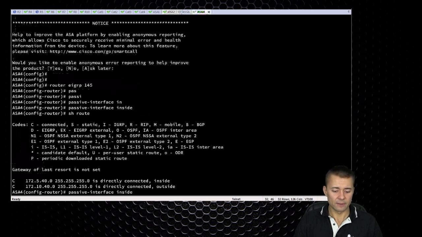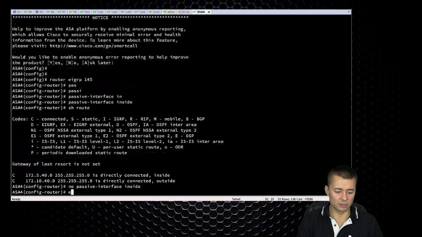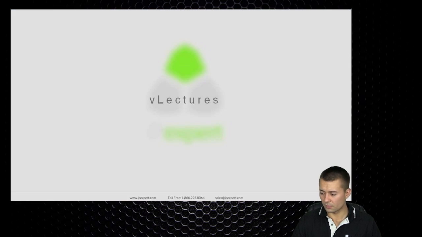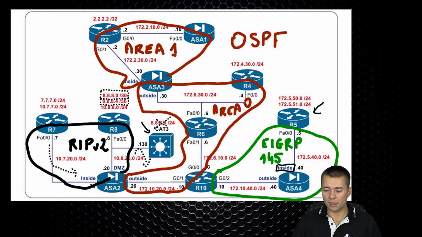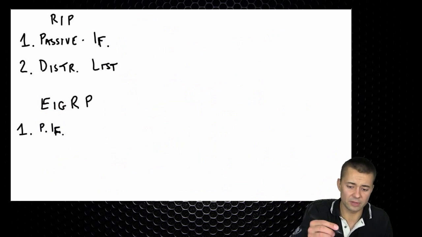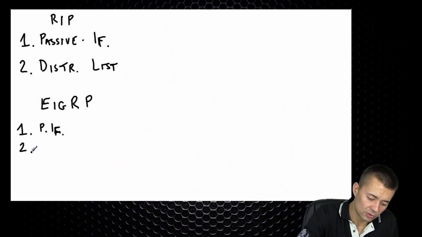So this is the first option. Let's disable it. Okay, the other one is a distribute list. And we saw how they work and how we can configure them with RIP. So I will skip this. This is still a valid solution for EIGRP.